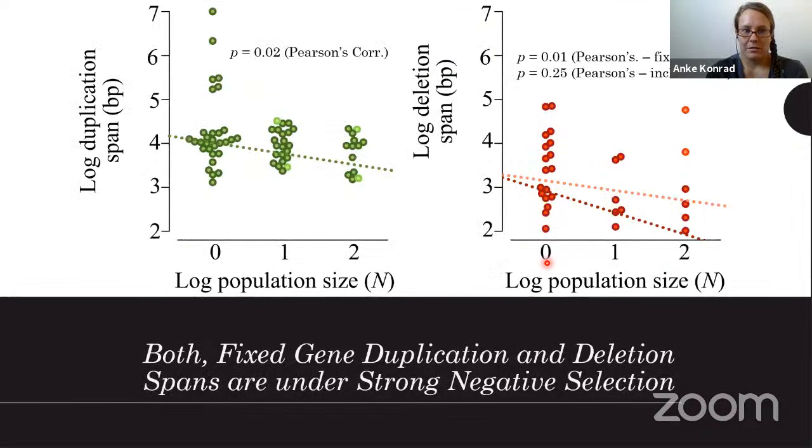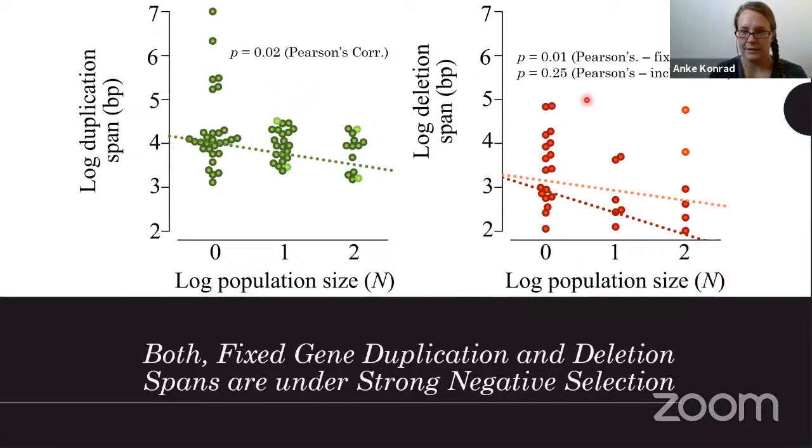So when we look at the length or the span of gene duplications and gene deletions, both of the spans were smaller in larger population sizes, implying that the larger duplications and the larger deletions on average had a higher deleterious fitness effect. And this was true whether we included or excluded line 1T.